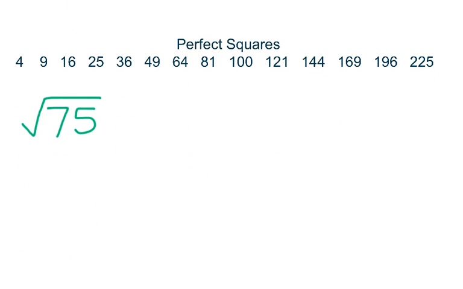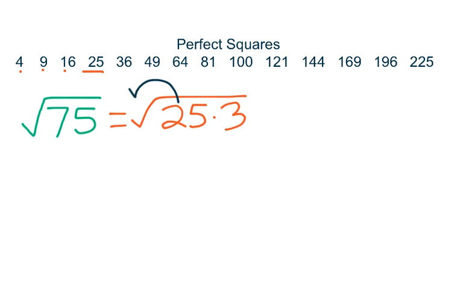Now we have root 75. Again, 75 is not a perfect square, so as you work your way, 4, 9, 16, 25 is a factor of 75. So this can be rewritten as 25 times 3. And now when you take the square root, the square root of 25 is 5, leaving you with that 3 underneath. Now again, it's the biggest perfect square that you can take.